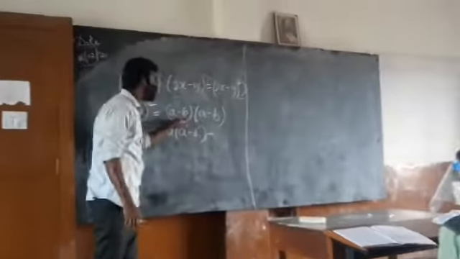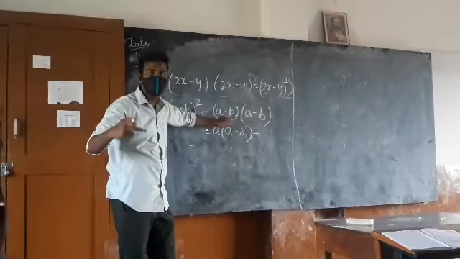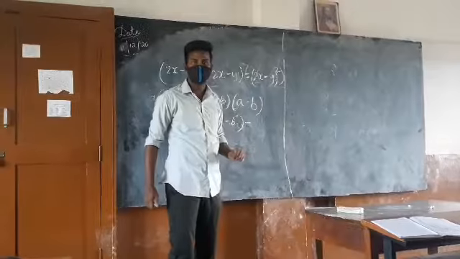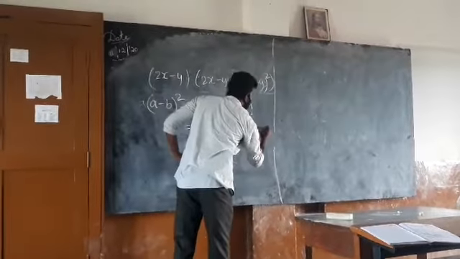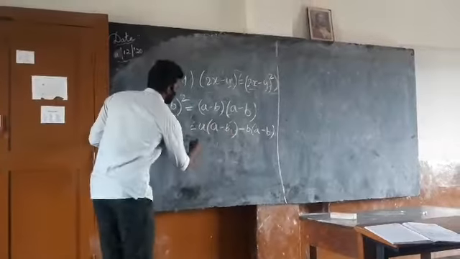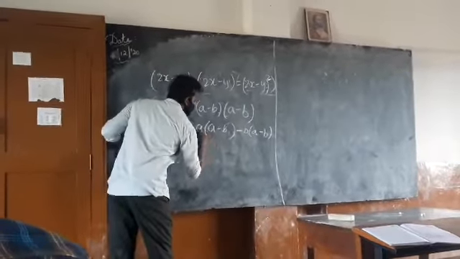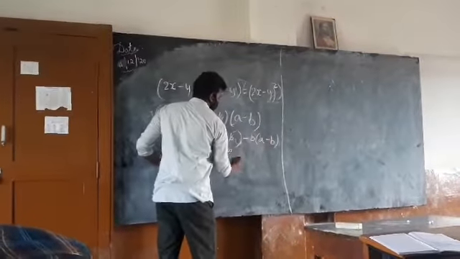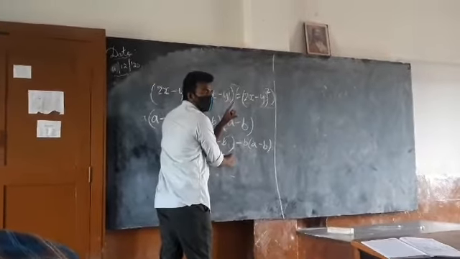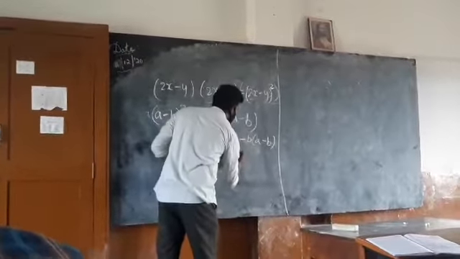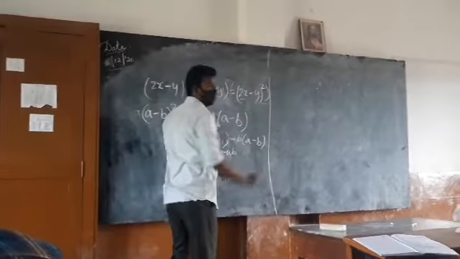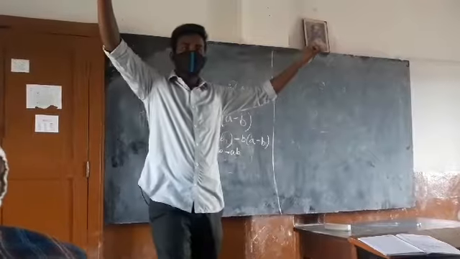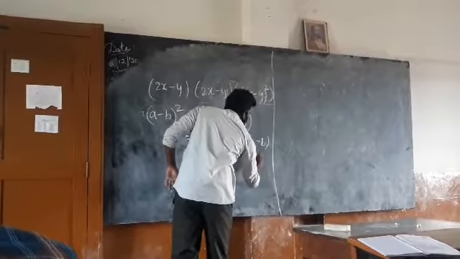Next. b into (a minus b). Very good. She has taken the second term of the first expression and multiplied it with the entire second expression. That means b into (a minus b). a into (a minus b). Minus ab. Very good. Plus or minus? Minus ab. Very good. Minus b into minus b, minus into minus. Very good. b into b.